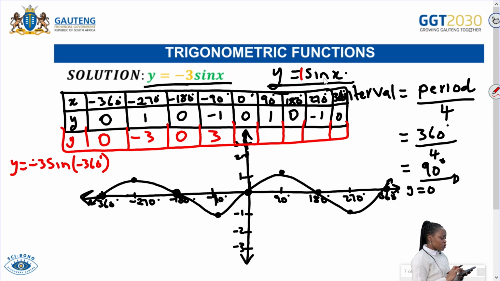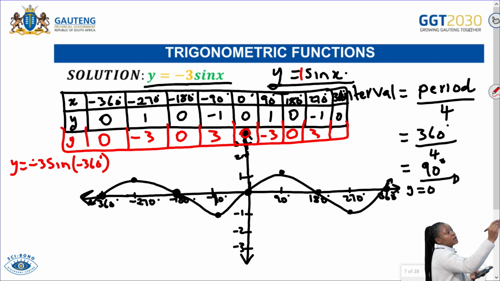And then at 0, it is going to be 0. And then at 90, it is going to be negative 3. And then at 180, it's going to be 0. Then at 270, it's going to be 3. And then at 360, it is going to be 0.